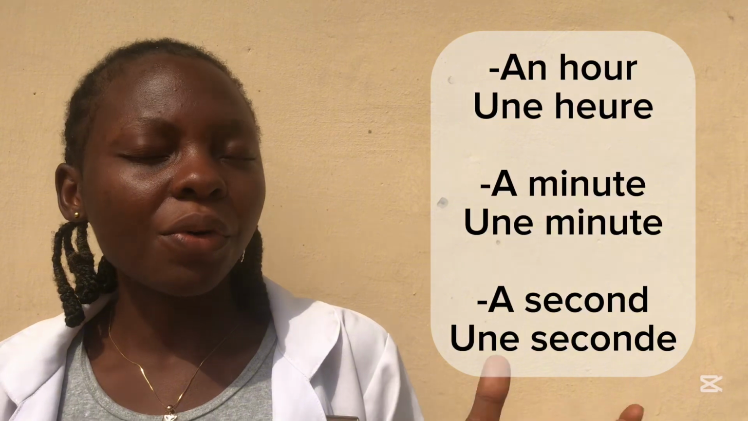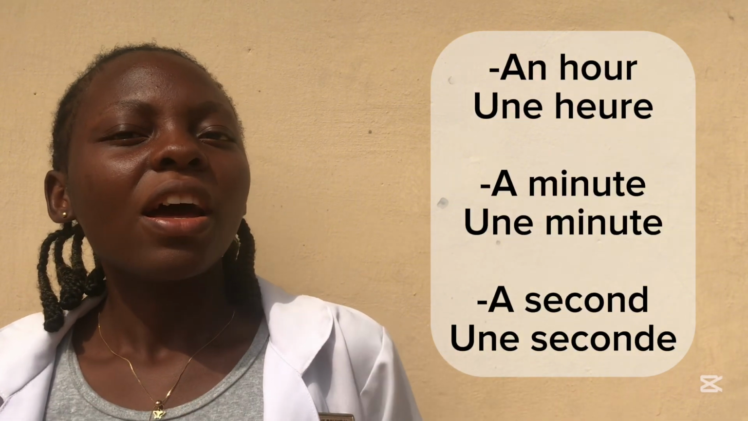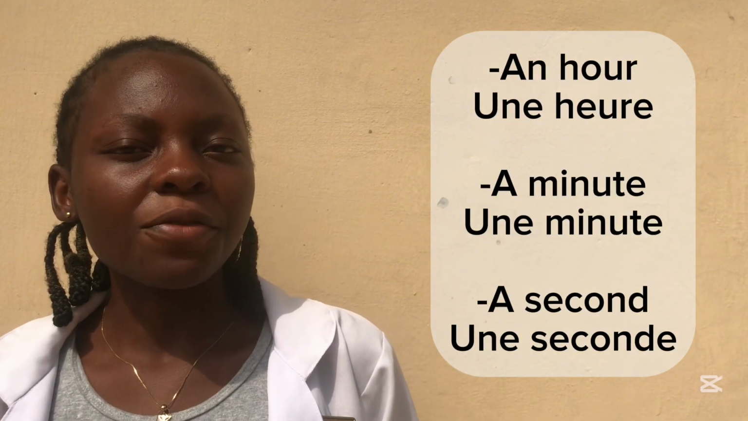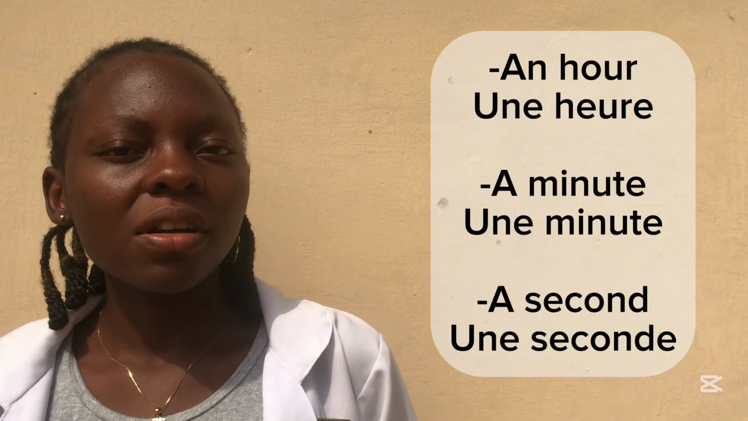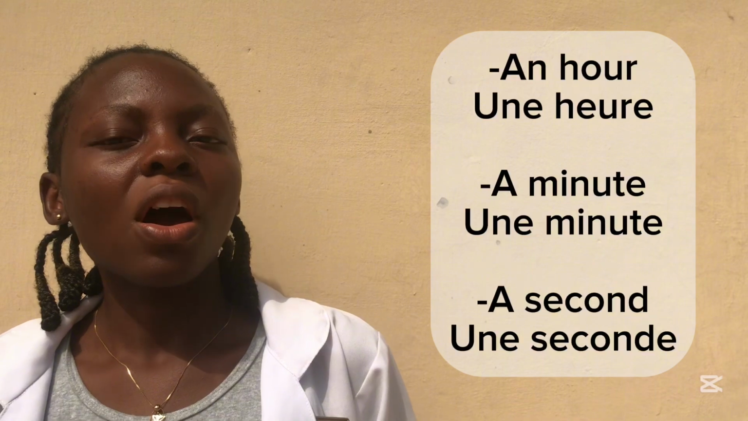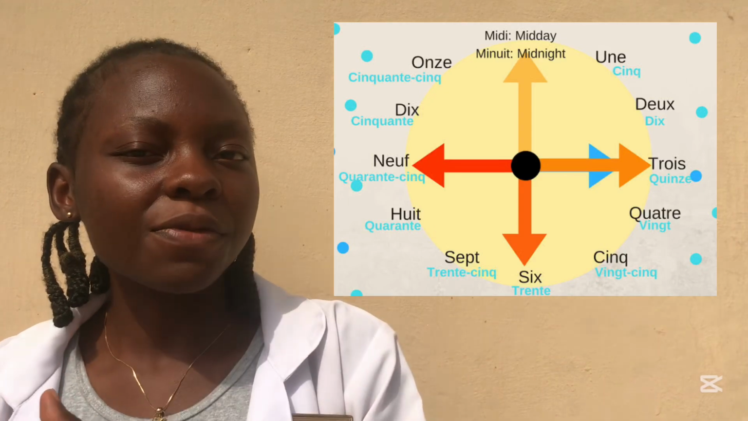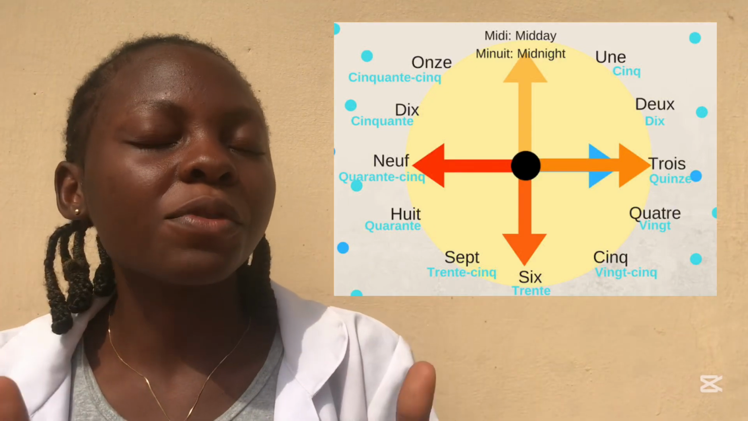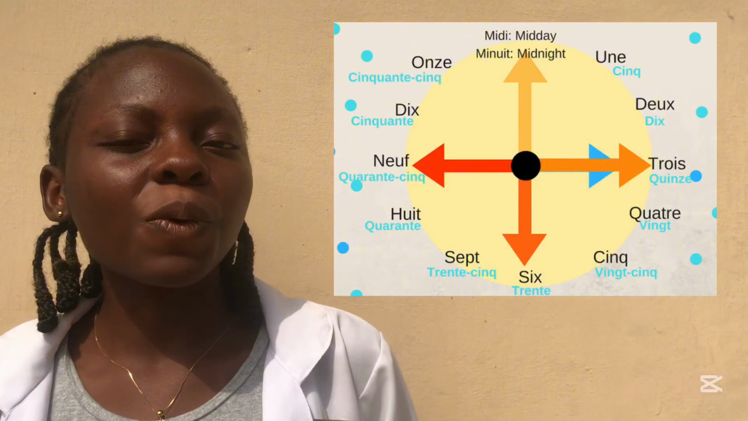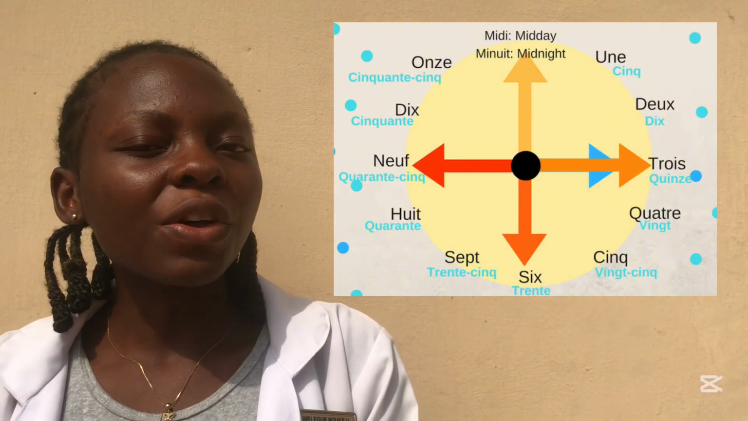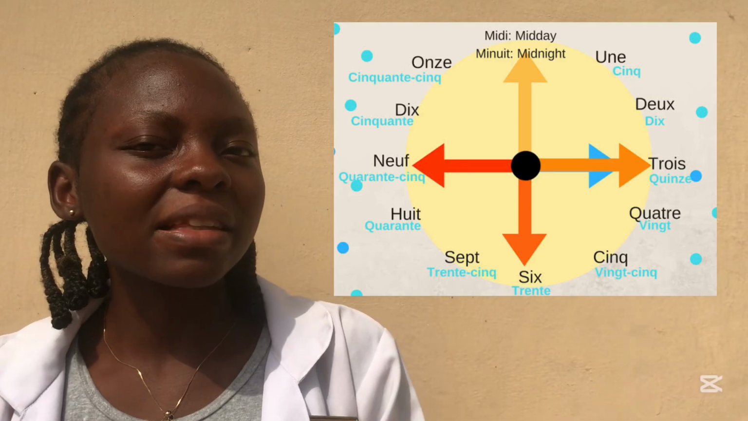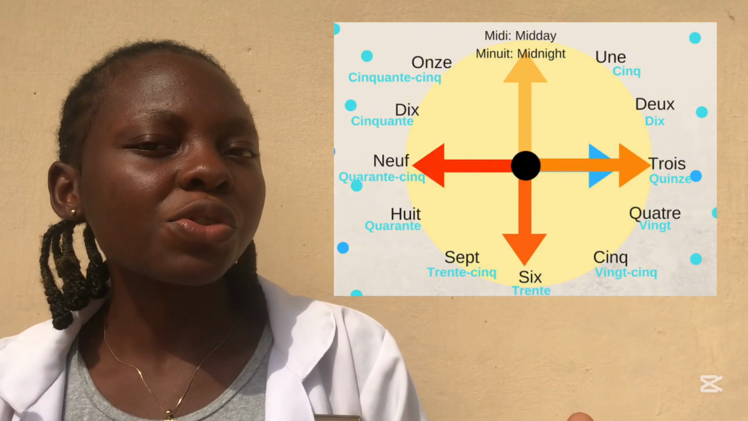Une heure, correct. A minute. How do we say minute in French? Une minute. A second. Une seconde. Okay. So if we consider the first 12 hours of the 24 hours, that's the first half of the 24 hours, that corresponds to the AM in English. So can we learn how to say the time between that interval from the first to the 12th hour?